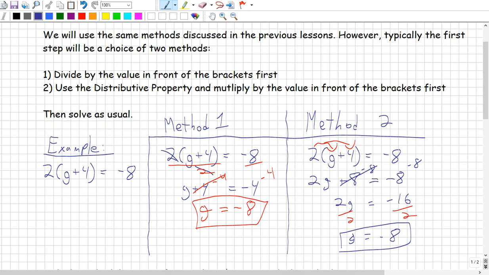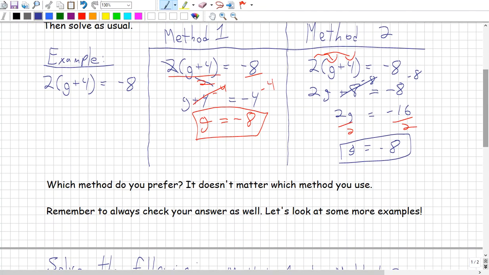So method 1, dividing by that value first. Method 2, multiplying everything out. It's totally up to you. So which method do you prefer? Personally, I don't really know. It depends on what the values of the equation are. Method 1 in this case worked out pretty easily. It looks like it maybe omits one step. So method 1 for me in this case works okay.